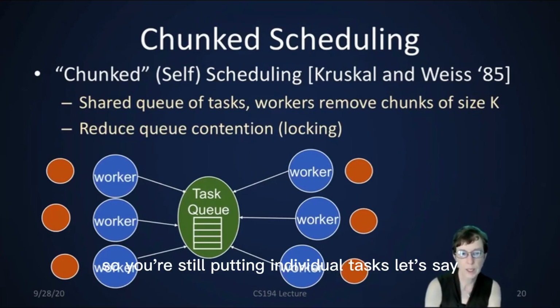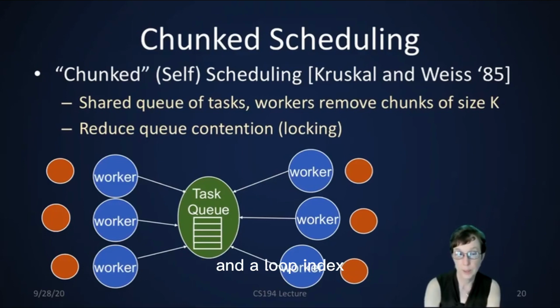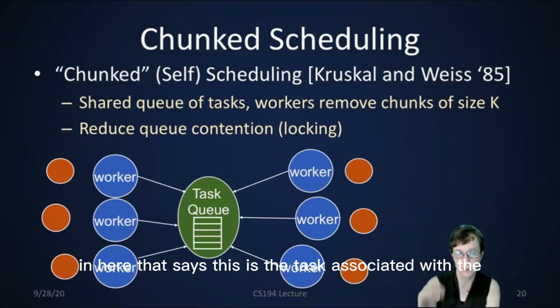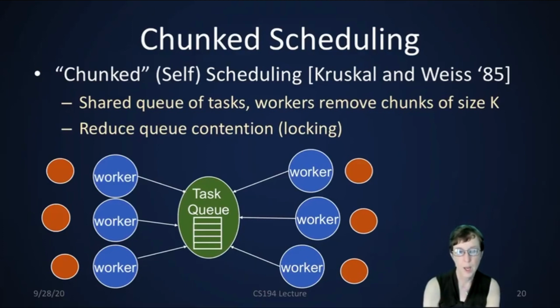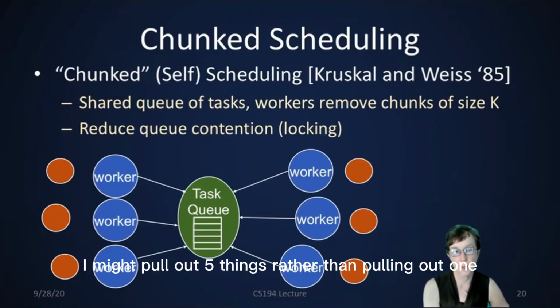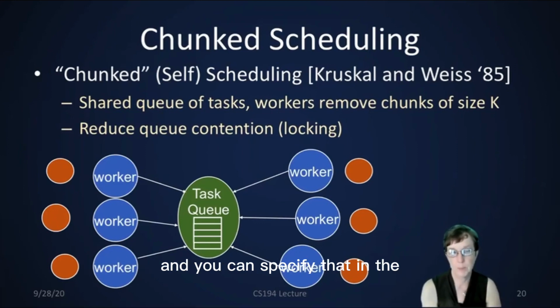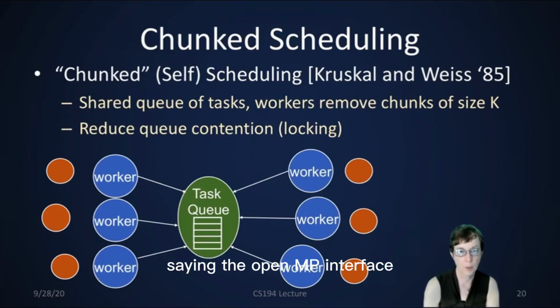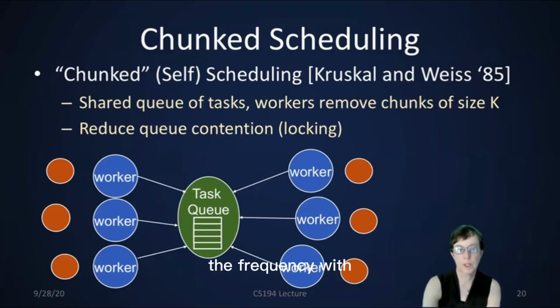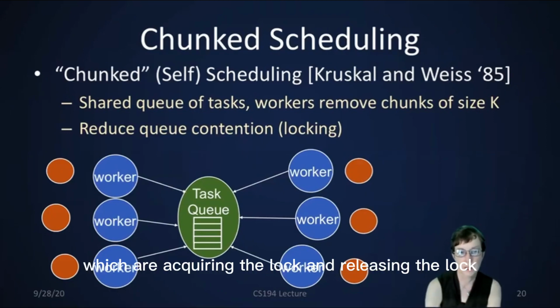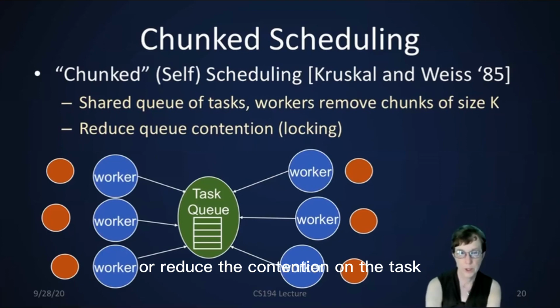So you're still putting individual tasks, let's say a loop index in here that says this is the task associated with the ith iteration of the loop. But when I pull out work, I might pull out 5 things rather than pulling out 1. And you can specify that in, say, the OpenMP interface. So the advantage of this kind of chunking is that it reduces the frequency with which you're acquiring the lock and releasing the lock, and therefore will reduce the contention on the task queue data structure itself.